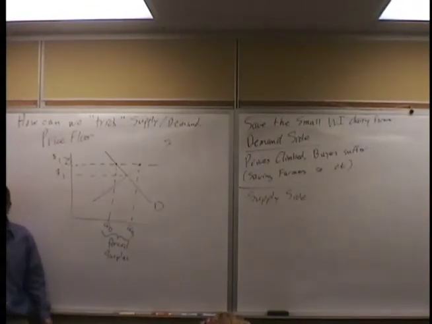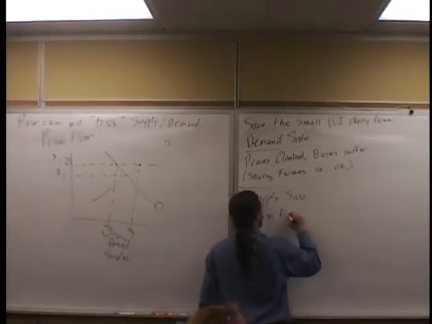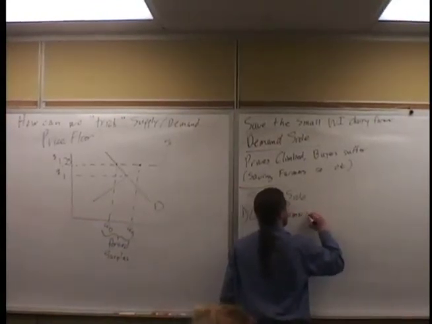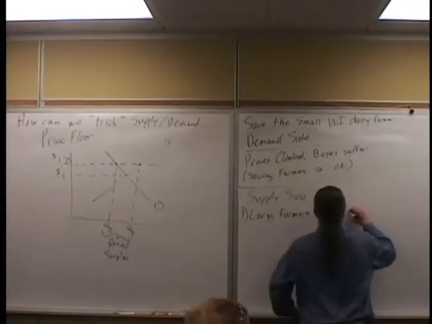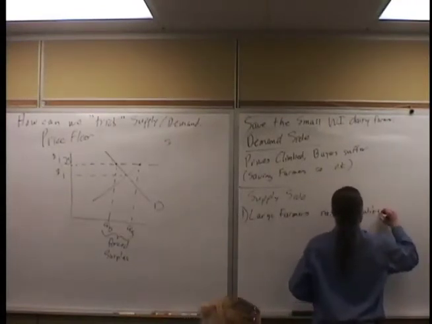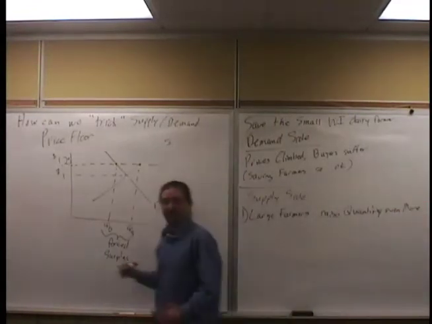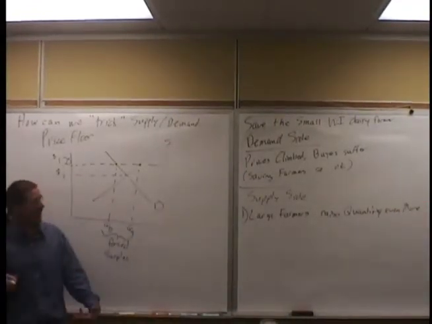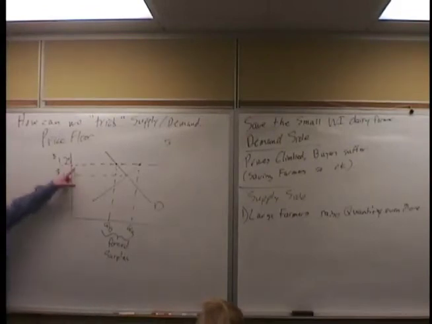So what do the large farmers do? Large farmers raise quantity supplied, raise quantity even more. And before, they would have to take a profit hit on that extra, but now they're guaranteed a price for it, right? So normally you think, well, when the supply increases, the price has to go down. Can the price go down? No, it's forced at $1.25.